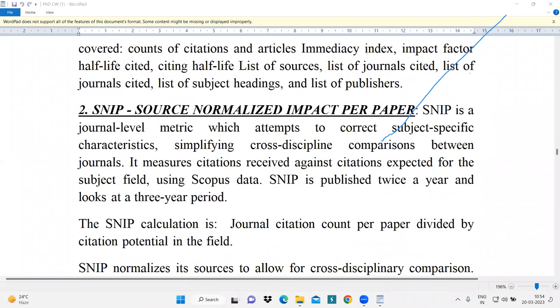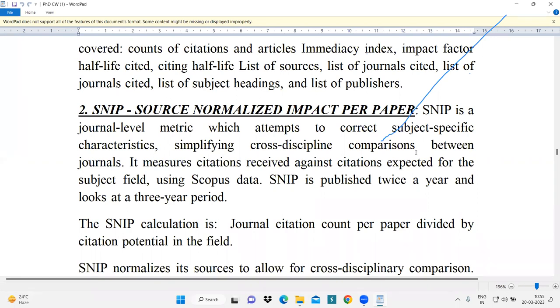This is another term, SNIP, in your syllabus. What is SNIP? Source normalized impact per paper. So SNIP is a journal level metric which attempts to correct the subject specific characteristics, simplifying the cross discipline comparison between the journals.